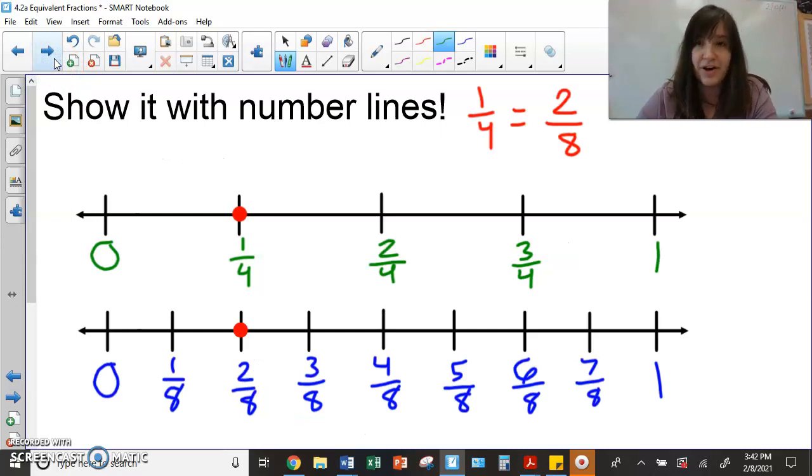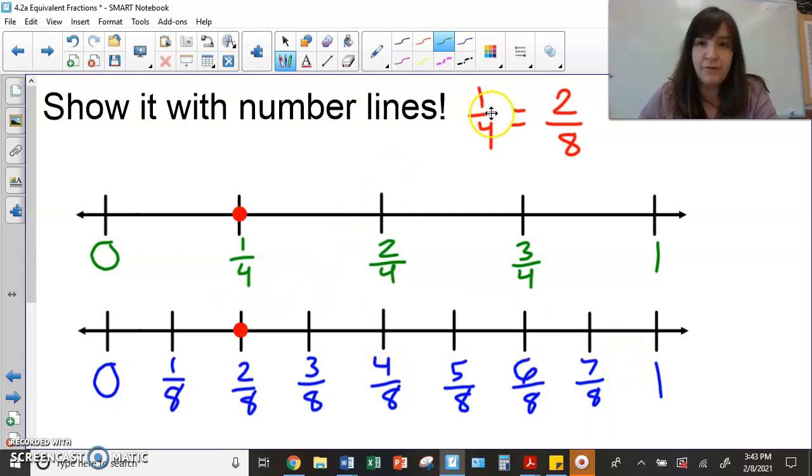I can also show it on a number line. So I have my number line here, and it starts at 0 and it ends at 1, but both number lines are divided into different size parts. So this number line is divided into 4 parts, so each line represents a fourth. This one is broken into even smaller size parts, so each line in between 0 and 1 represents an eighth.